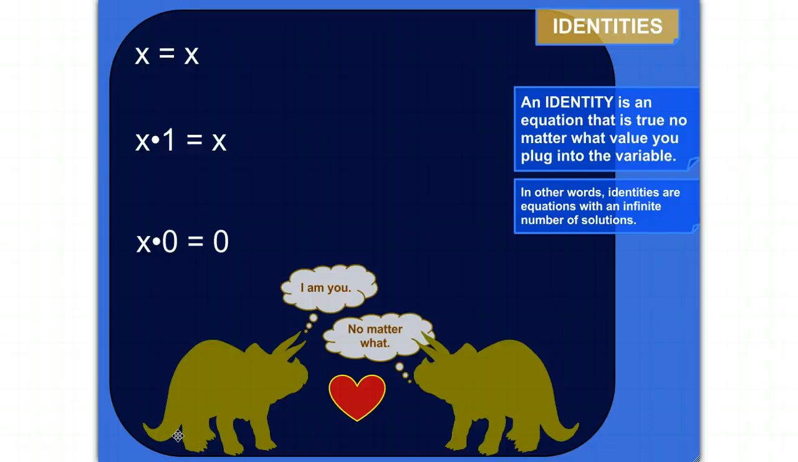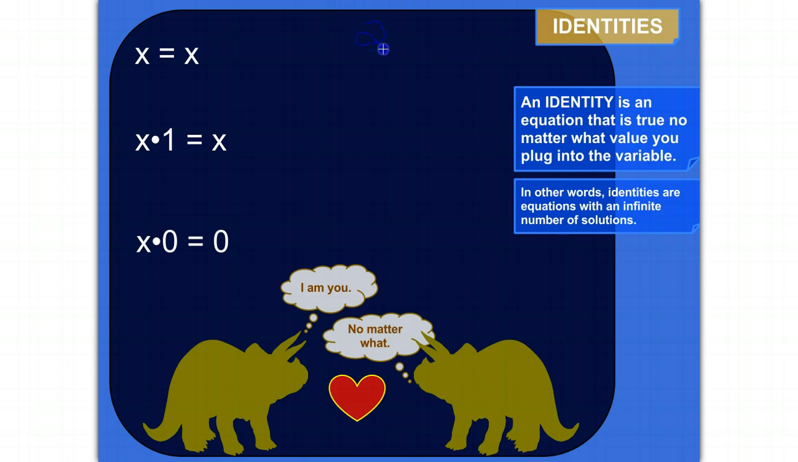Okay, identities are pretty cool. They are equations that are true no matter what you plug into the variable. So let me give an example of something that's not an identity, so you can see more what an identity is.